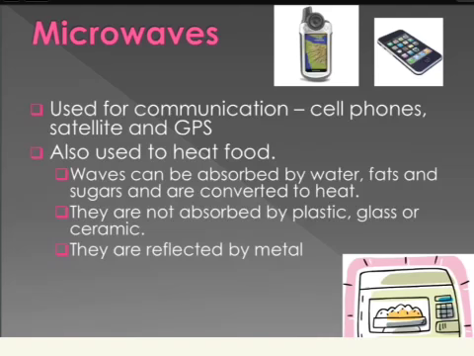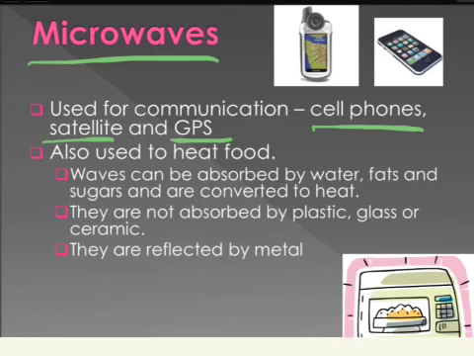All right, the next shorter wavelength waves of the electromagnetic spectrum and higher frequency are actually microwaves. And we all are familiar with microwave ovens that cook food using these microwaves. But we use microwaves also for cell phone communication, satellite communication, and also GPS. We use them in ovens to heat our food, and the way that the oven works is that these waves are readily absorbed by water, fats, and sugars.